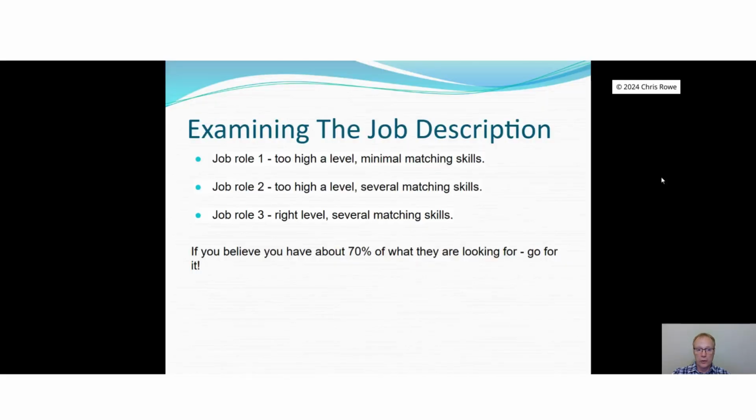So that was the second job role, which was again too high a level. However, I did have a lot of matching skills which carried me through to the interview and also during the interview itself. But once again, my lack of SQL skills really let me down there. So, on to job role number 3, which was pitched at the right level and had several matching skills. Let's have a look at that job description then.